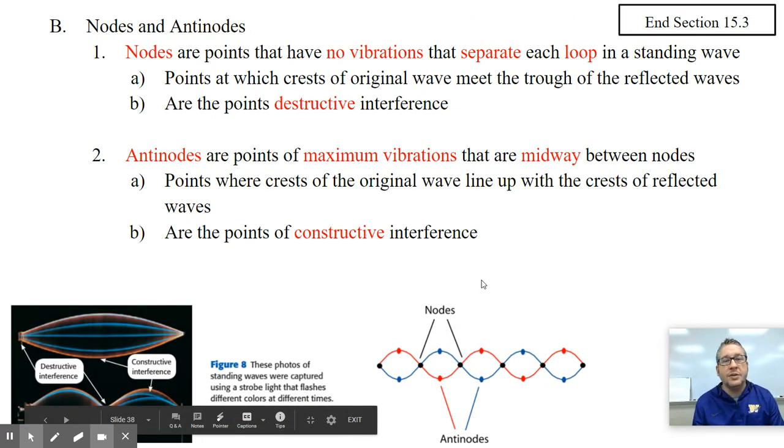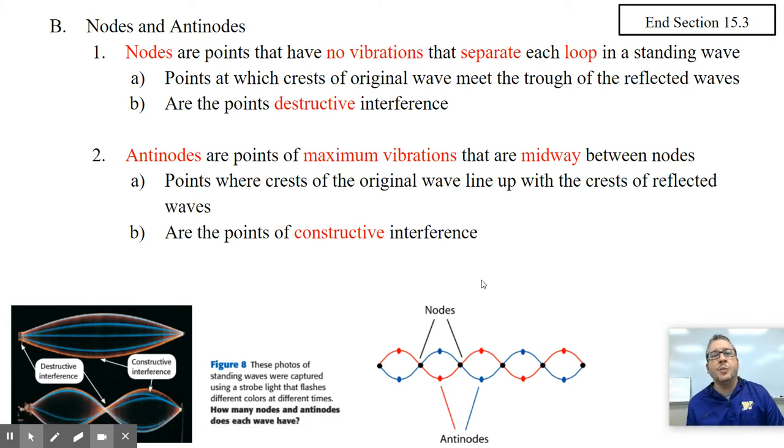Then we have nodes and antinodes, like I just mentioned here. Nodes are the points where there are no vibrations that separate each loop in a standing wave, points at which crests of original waves meet the trough of reflected waves. And so these are points of destructive interference. Antinodes are going to be, well, just the opposite. That's what anti means. They are points of maximum vibrations that are midway between nodes. These are points where crests of the original wave line up with the crests of a reflected wave, and are points of constructive interference. So, went through that relatively quickly, like I mentioned.